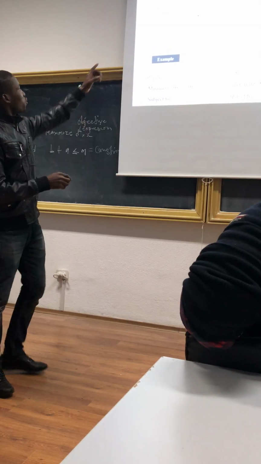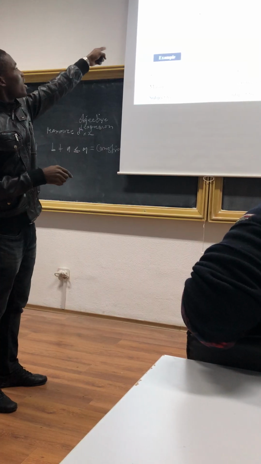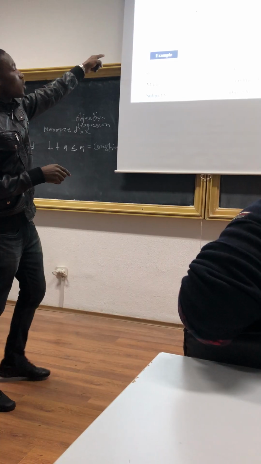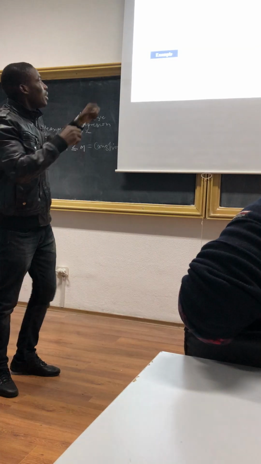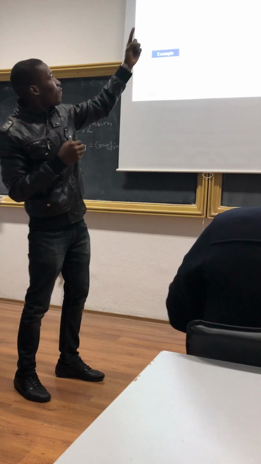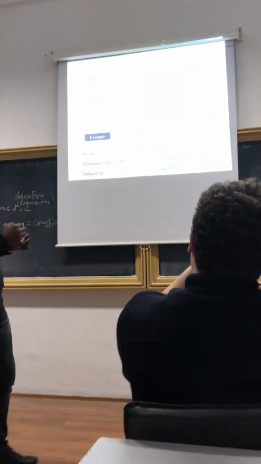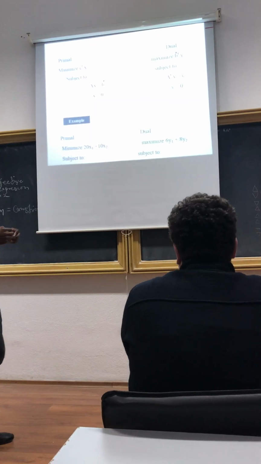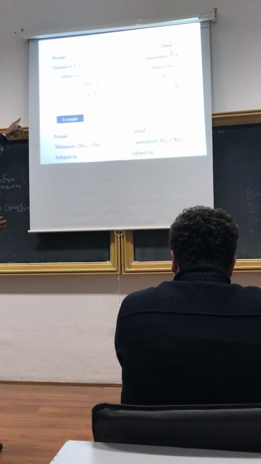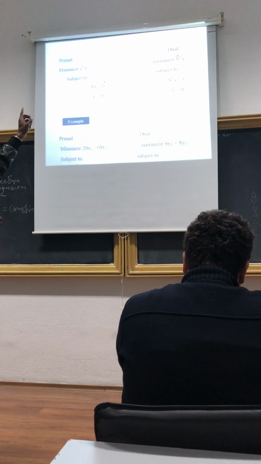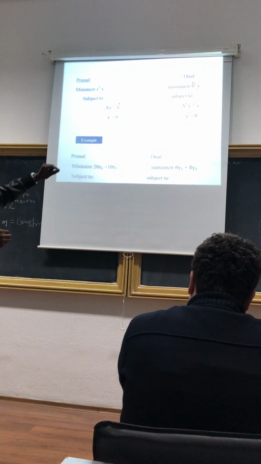So if you see the demonstration, they said the b, which is one of the constraints, is now the objective function in the dual maximization. Then the objective function in the primal, which is the cT, is now the constraint in the dual maximization process.